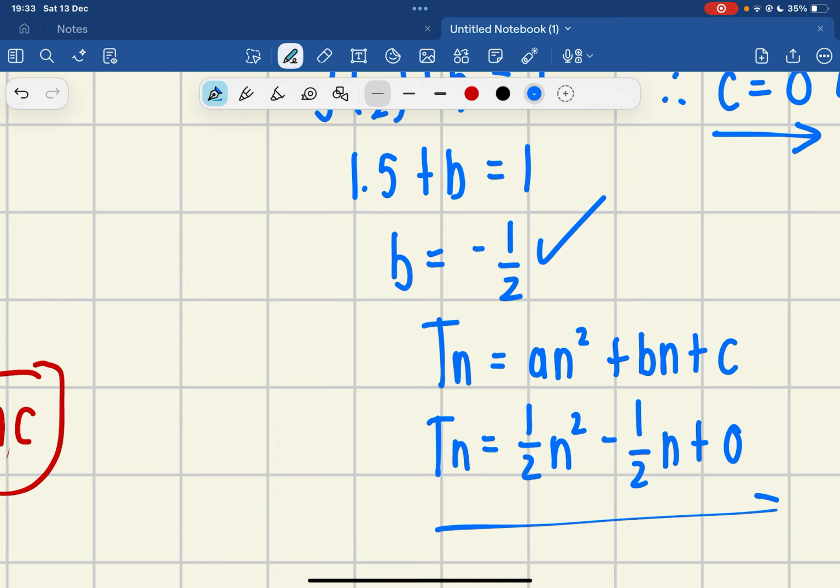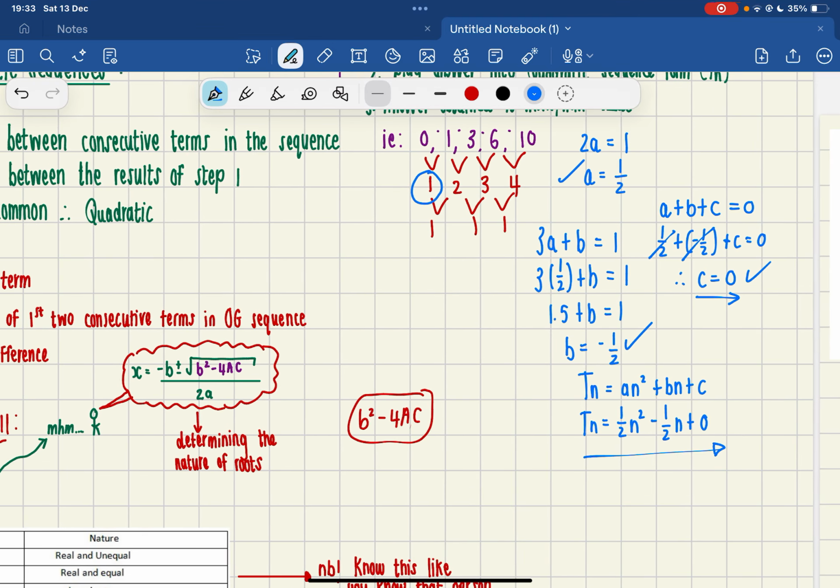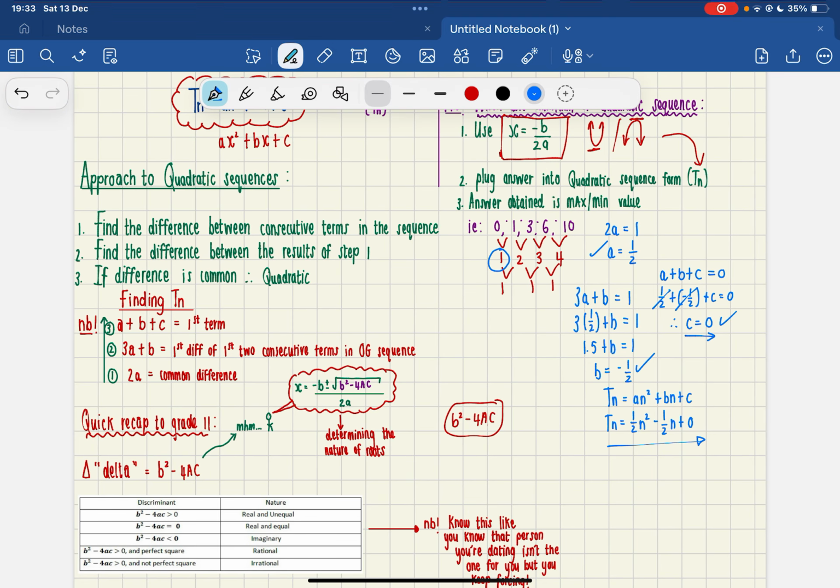You can write it, or you can choose to leave the 0. It really does not make a difference. And that's where you get your 4 marks. All right. Perfect. I hope you understand.